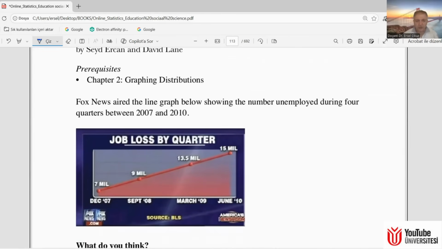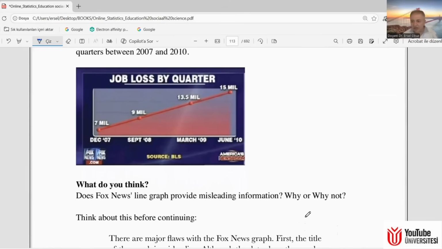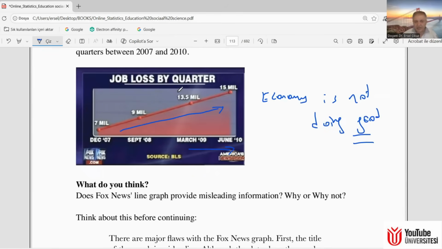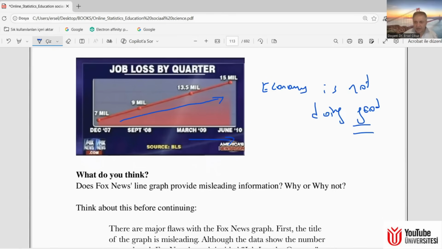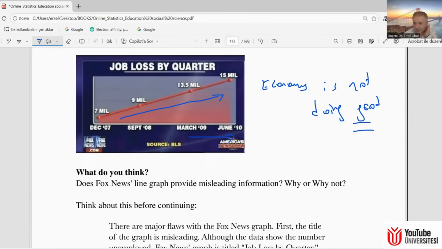So when you graph distributions, as you see, this is the December, September, March, June. So what is happening? Job loss by quarter. So job loss increases, right, as time increases. So economy is not doing good, right? Basically, when you look at this one, the economy does not look good or is not doing good.